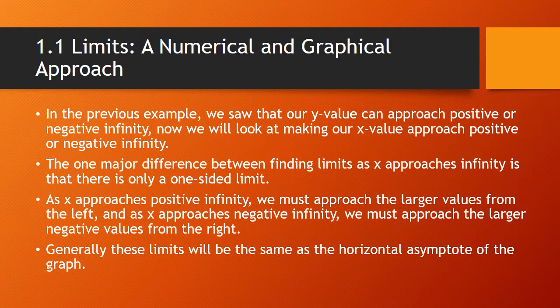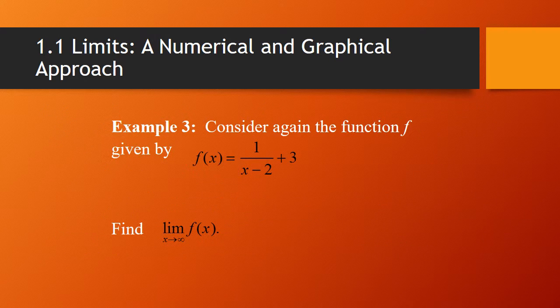So these limits generally will be the same as the horizontal asymptote of the graph. So if you have a horizontal asymptote, that's pretty much going to be what you're going to see. For example, give this a try. You're going to find the limit as x approaches infinity. Pause the recording, give this a try, and resume to check your answer.